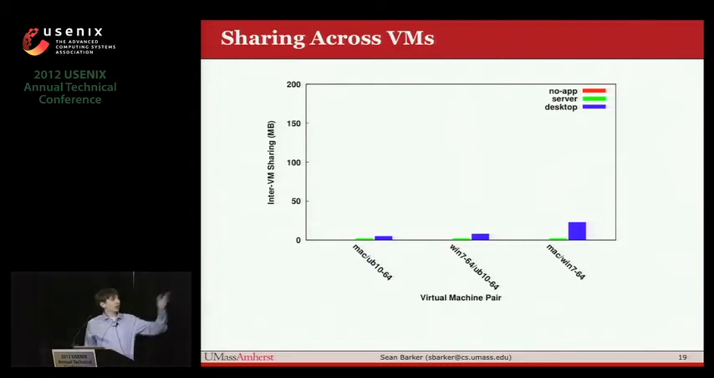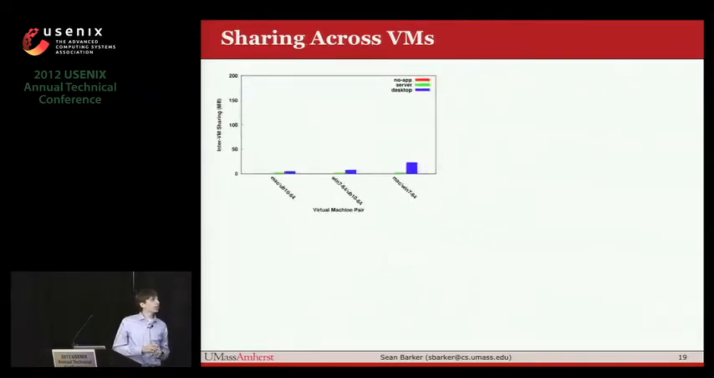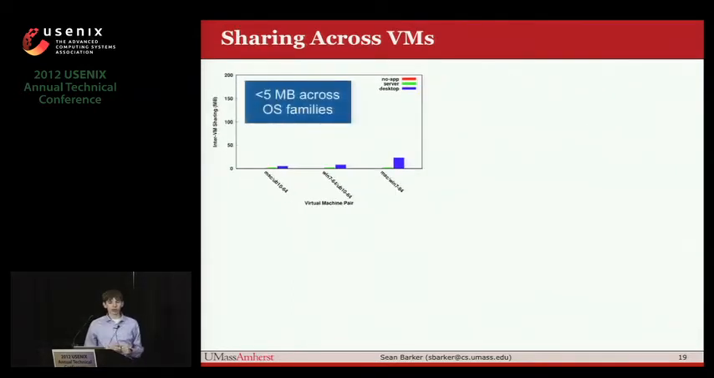In red we have just the base system where we're not running a workload, and then again we have those server and desktop workloads. What we're seeing here is that basically across OS families, there's very, very little sharing, on the order of less than 5 megabytes, so close to nothing.